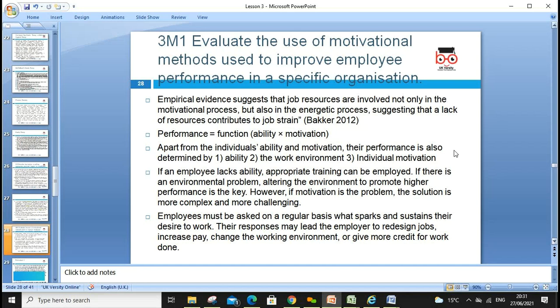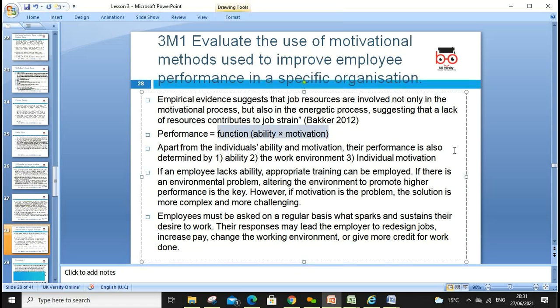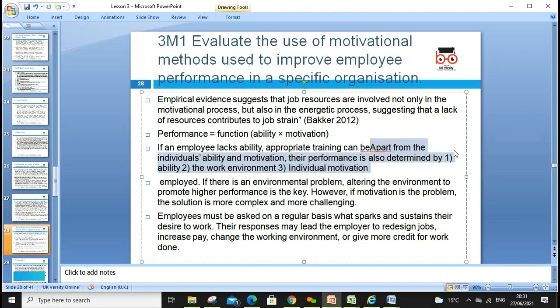Yes, we need to look around. Okay, next we're looking at one thing, which is if you want to work on your merit criteria, we have motivational methods. Of course, we can look at intrinsic and extrinsic theory. So performance is always equal to a function of ability and motivation.